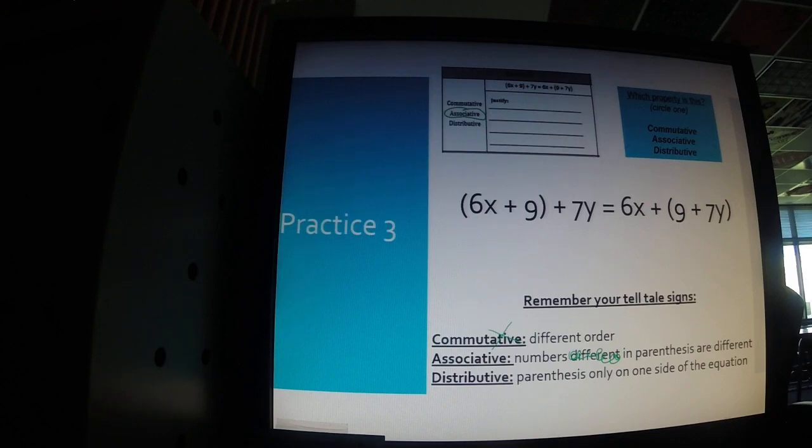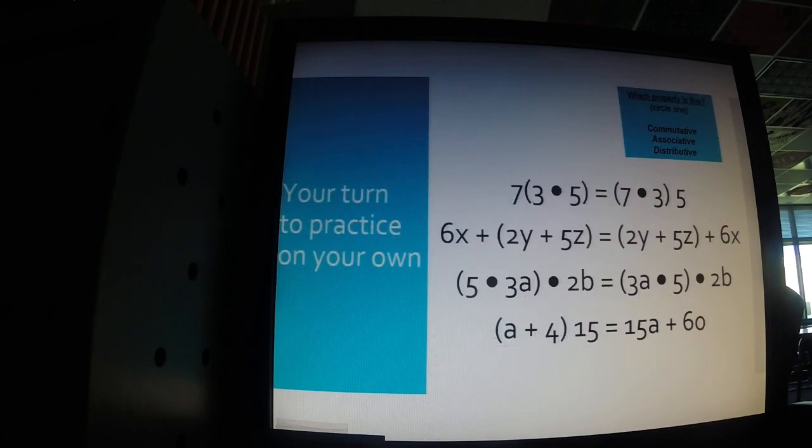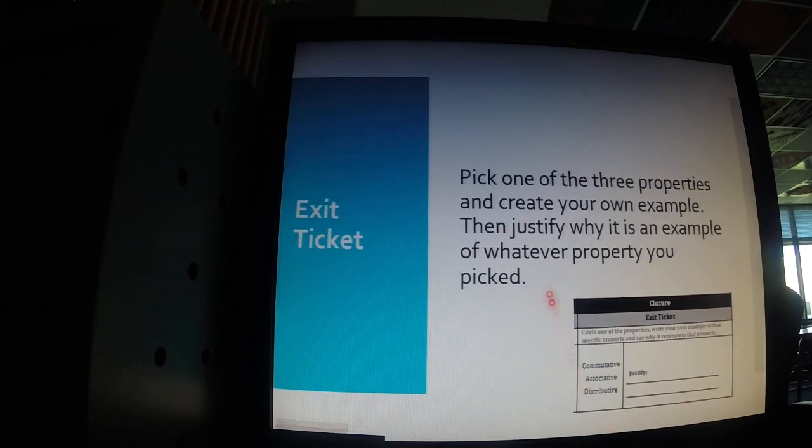Good. So I've got 4 of them that I want you guys to try to do on your own. These 4 are on your paper, and you're going to do the same thing. You're going to circle whether they're commutative, associative, or distributive, and then you're going to give me a justification or a reason why you think that they are what you say they are. And then the last thing I want you to do is pick one of the 3 properties and create your own example. That's going to be right here. And then justify for me why it is the property that you picked.